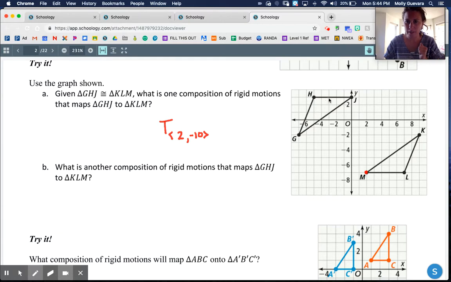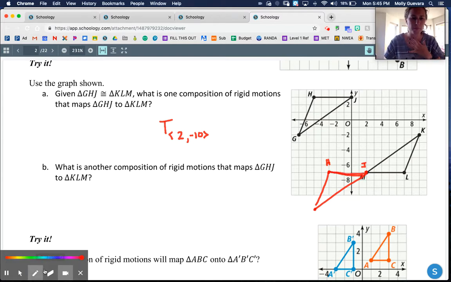And right 2 and down 1, 2, 3, 4, 5, 6, 7, 8, 9, 10. So there's H, there's J, right? And then over 2, and down 1, 2, 3, 4, 5, 6, 7, 8, 9, 10. Something like that. That would be the first thing that I see.